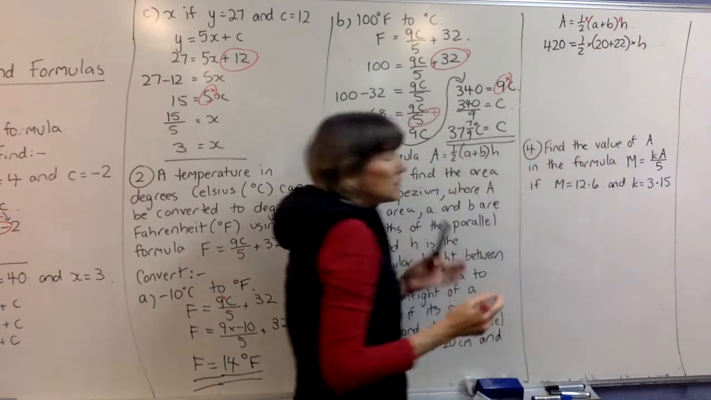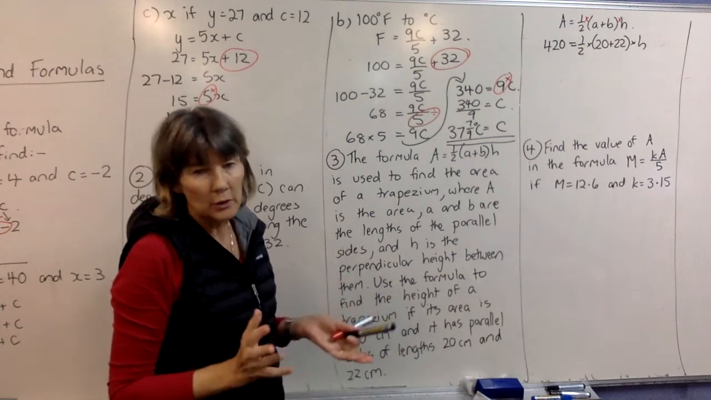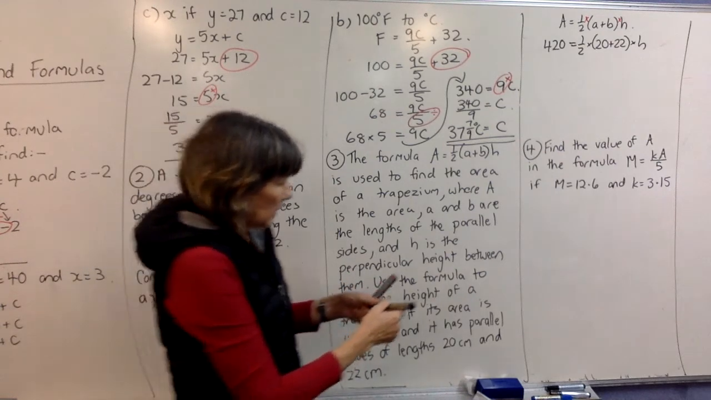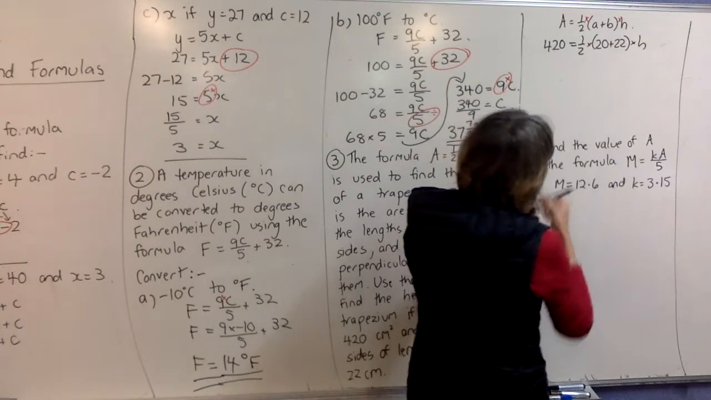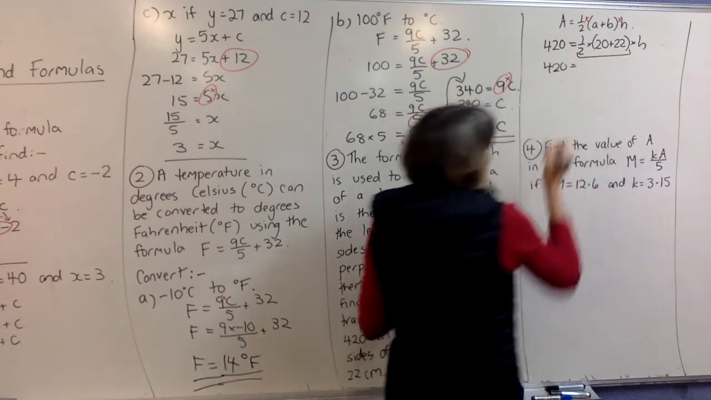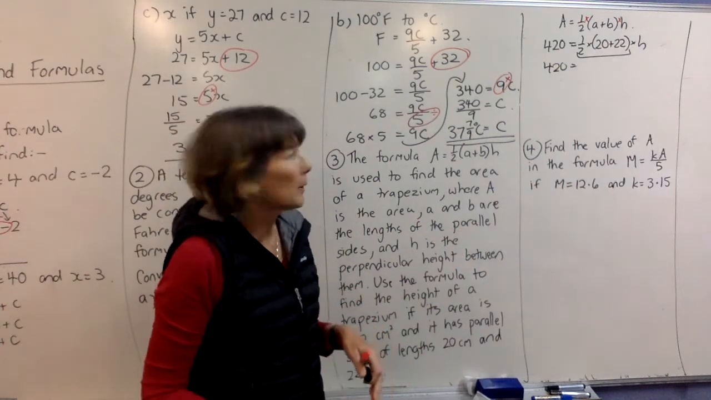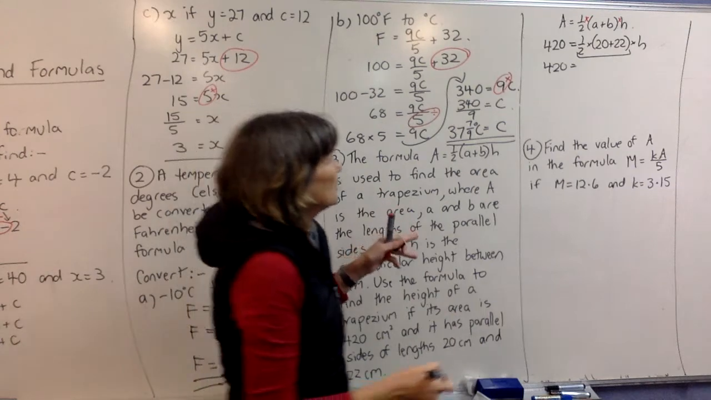All right, you have to understand in the next line what you're doing. Now, if you don't put them in, as long as you understand you are multiplying. Okay, so we're going to work out what we can work out. You can work that out on your calculator. So do a half times open bracket 20 plus 22 close bracket, and we're going to end up with 21.